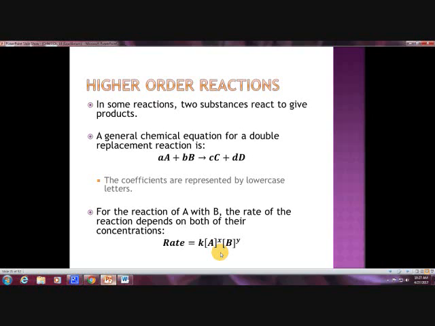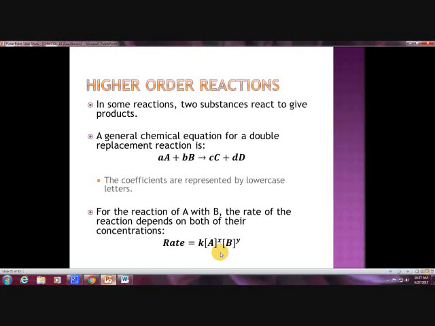We don't always just have one reactant. Like this is a double replacement reaction. The lowercase letters are the coefficients, and the uppercase letters are the actual reactants and products. When you have more than one reactant, the rate law is depicted with both reactants in brackets for their concentrations. Notice how they have exponents x and y. Sometimes they do have the same exponent and sometimes they don't, so we're going to have to solve for what those values are using the experimental data, okay?